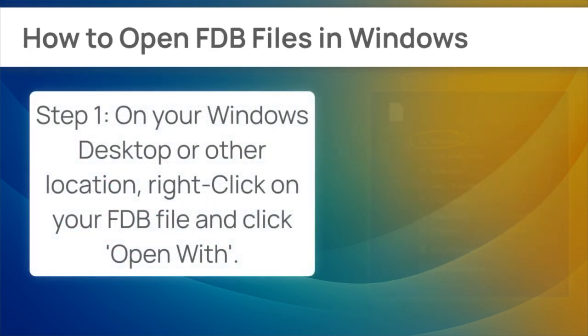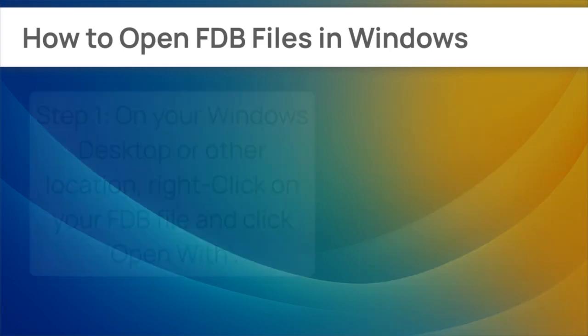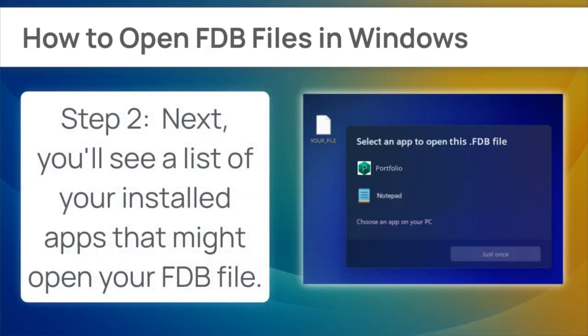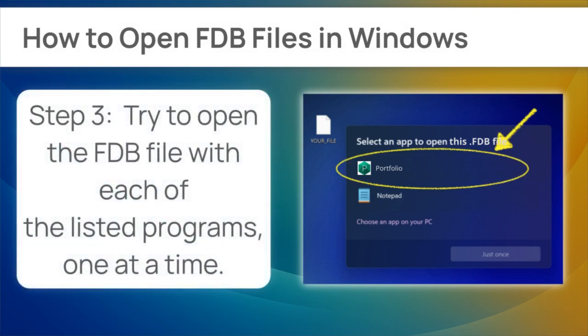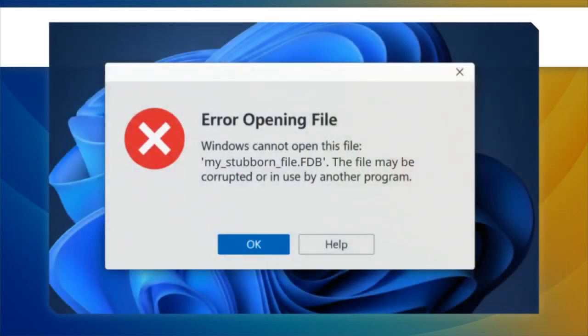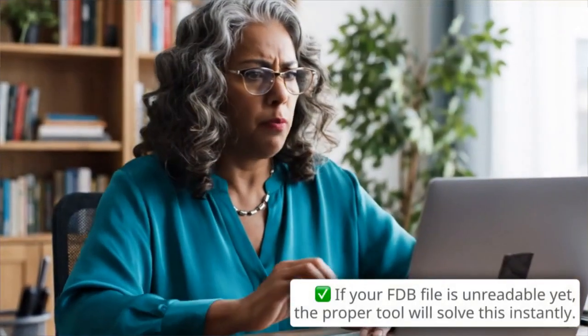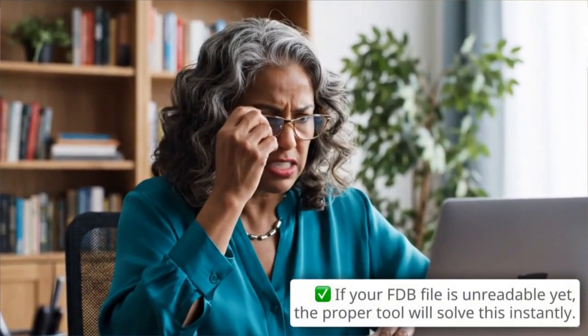The first action is to find a compatible app. Right-click your FDB file and click Open with. Test Portfolio if available. If it is unavailable, choose another program. We need to find the specific decoder. If the FDB file still will not open, there is no need to stress. We've simplified the problem to 3 distinct common points of failure.